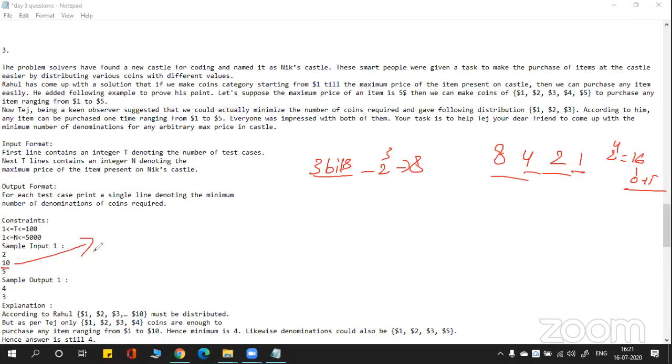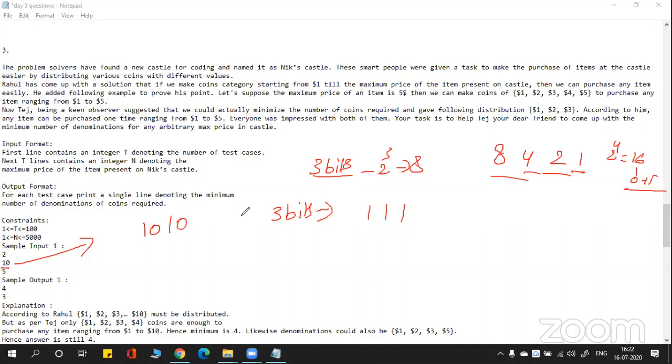In order to represent 10 in binary format, how many bits do we require? Exactly, 4 bits. 10 in binary format is 1010. By using 3 bits, definitely you cannot form 10, because 111 is 4 plus 2 plus 1, so maximum is 7 only. If you want 10, minimum we require 4 bits. So can I say I require 4 coins?